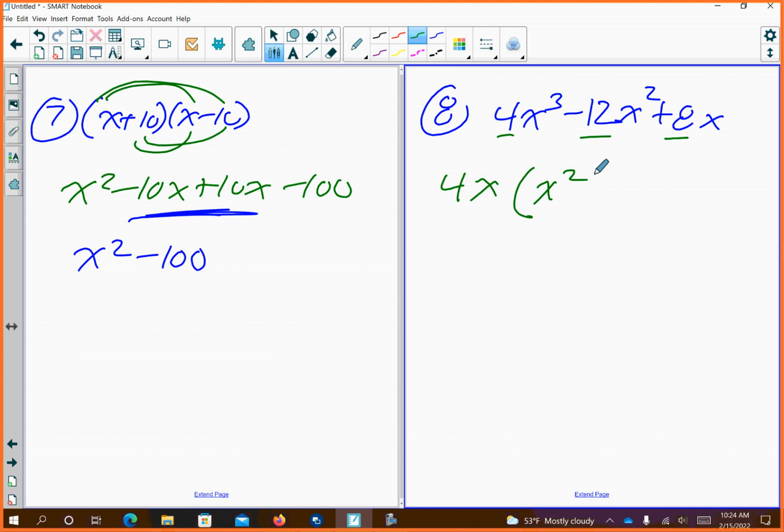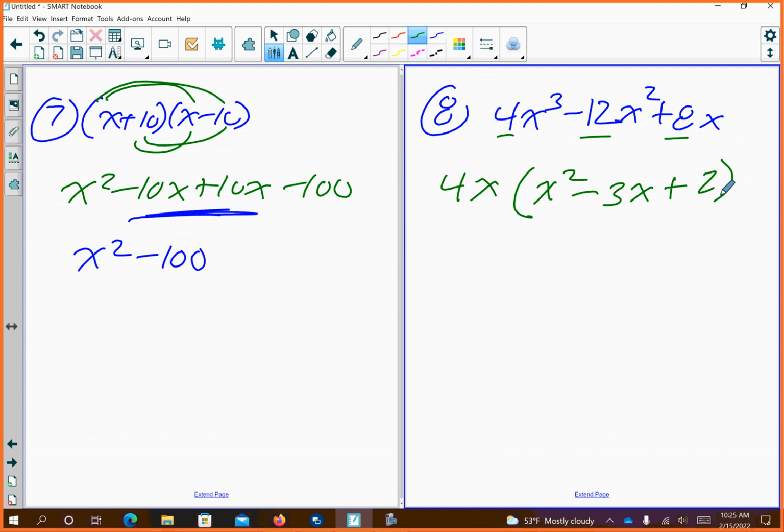So 4 times what number gives me negative 12? 3, and it should be negative, right? How many x's factor out? 1. How many's left? 1. Plus sign. 4 goes into 8 how many times? Twice. Are there any more x's to factor out? No. It's done. Okay?